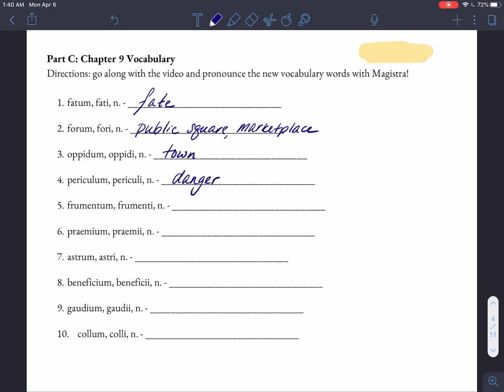Okay, number 5, please repeat. Frumentum, frumenti, neuter. All right, and that means grain. All right, number 6. Praemium, praemii, neuter. That's a reward.